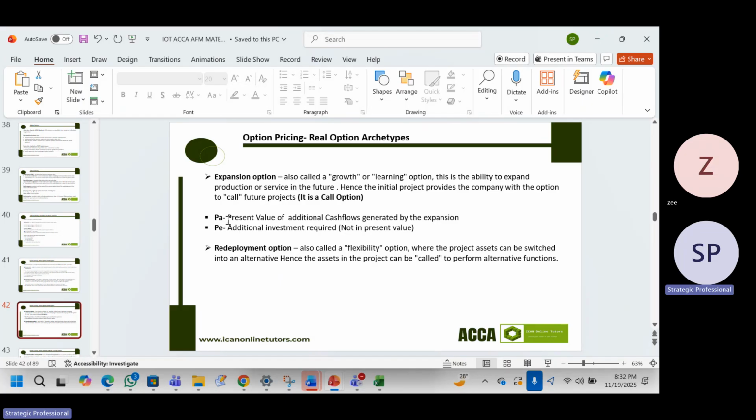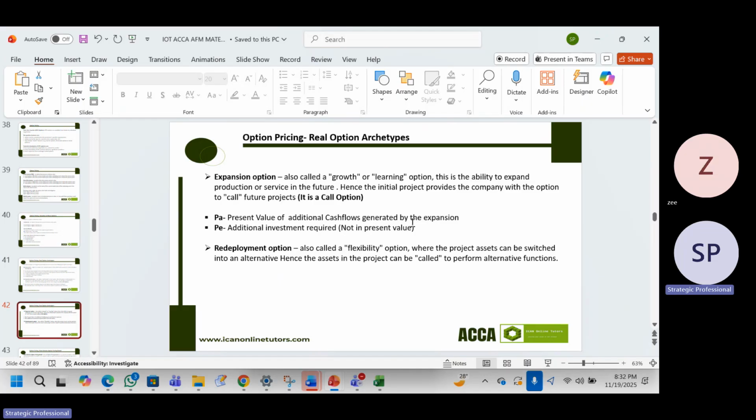So, and what makes it different? The PA and the PE. If you notice, I didn't put T, S, and R here anymore. Because why? These are the only factors that change for everything, right? So for the PA here, present value of what? Additional cash flow generated by the expansion. So it's the present value of the additional cash flow, right? Not the current cash flow from your current project. It's the additional cash flow generated by the expansion.